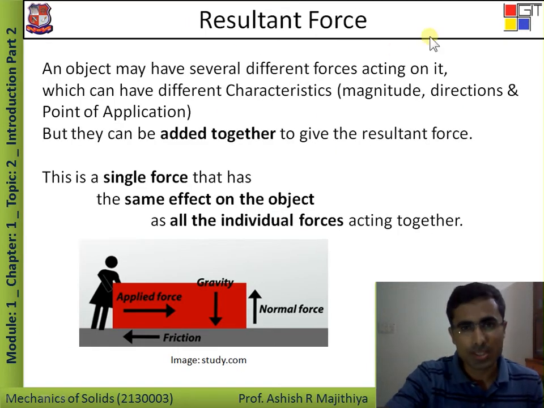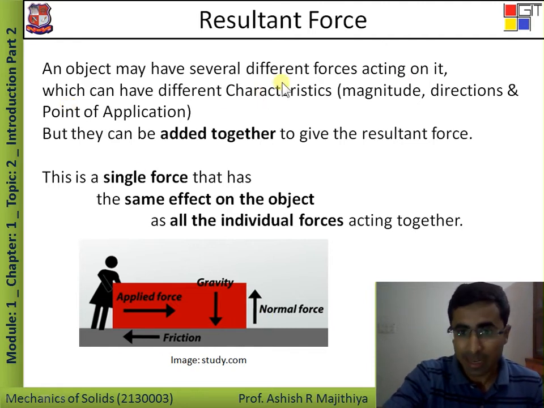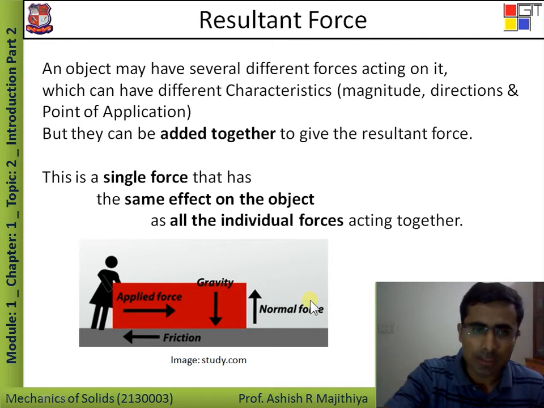The next concept is resultant force. An object may have several different forces acting on it. So here is an object, there are 4 forces acting on it, which can have different characteristics. They may have different magnitude, different directions, and different points of application. But all of them can be added together to give a resultant force. So what is resultant force? Resultant force is a single force that has the same effect on the object as all the individual forces acting together.